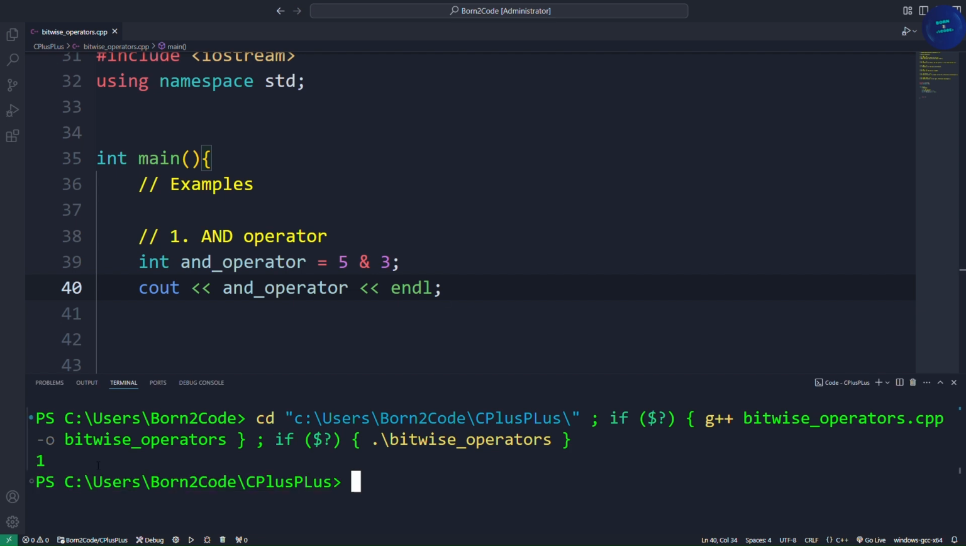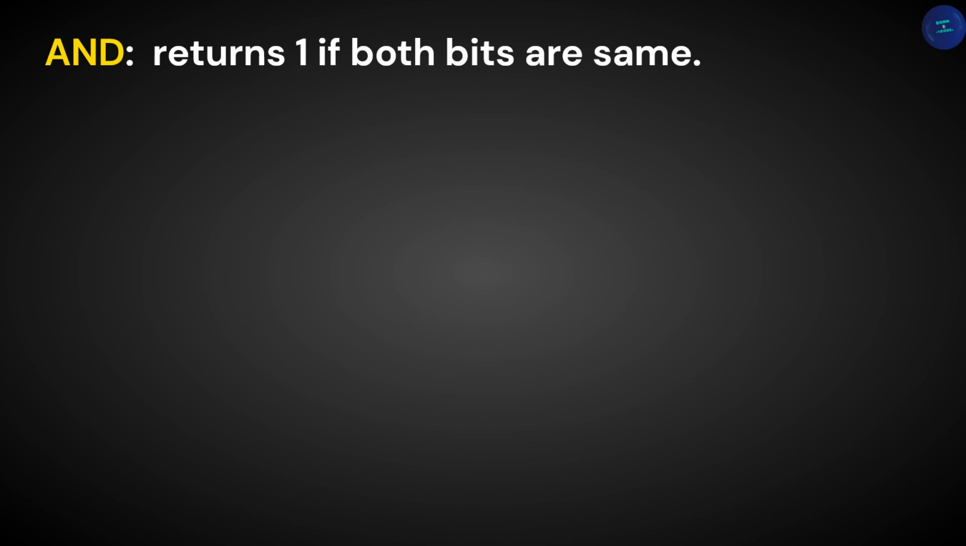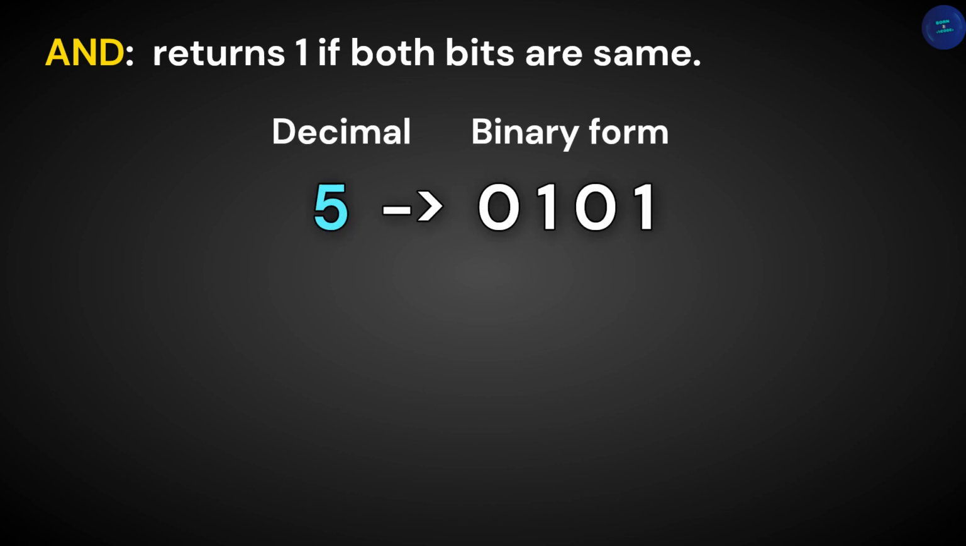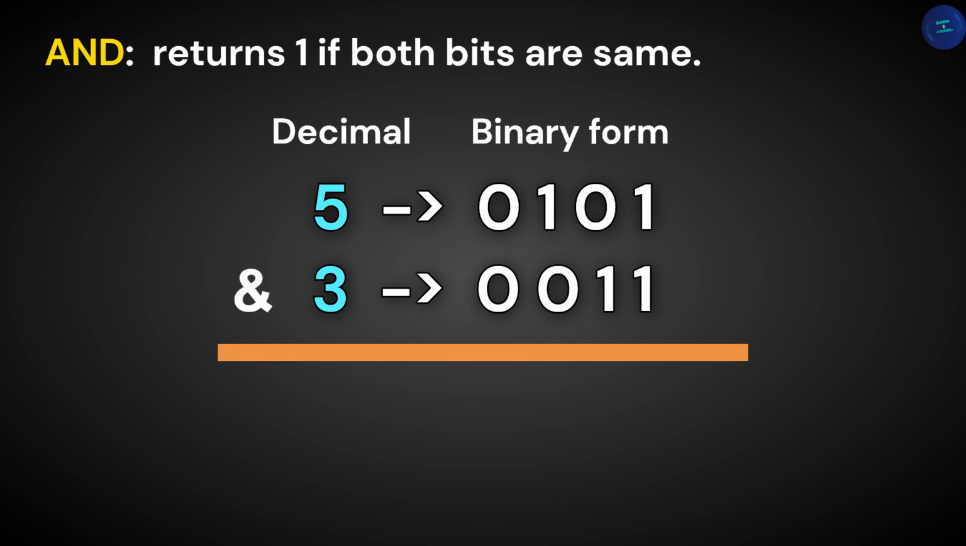But how did this result become 1? Let's see the procedure behind it. The AND operator returns 1 if both the bits are the same. The number 5 in binary looks like this, 0101. And 3 looks like this, 0011. If we compare these, we compare them from right to left.